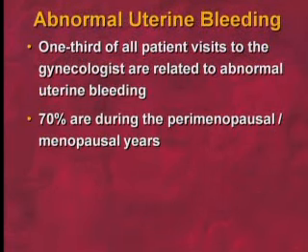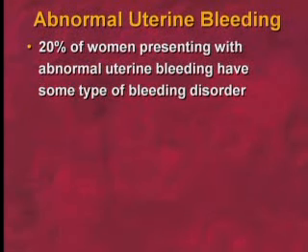Some interesting facts about abnormal uterine bleeding is that one-third of all patient visits to gynecologists are related to abnormal uterine bleeding, and 70% are during the perimenopausal years, leading up to the menopausal years. 20% of women presenting with abnormal uterine bleeding have some type of bleeding disorder. So if your woman comes in with heavy bleeding, we need to make sure that's part of her differential diagnosis. And especially in adolescence, we have to consider coagulopathies.